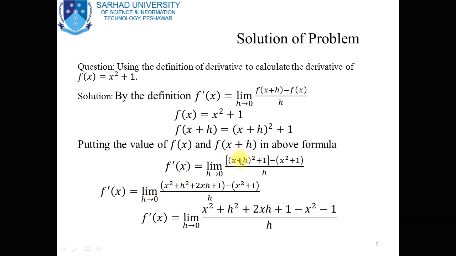So (x plus h) whole square means x square plus h square plus 2xh, and this plus 1 as it is, and minus (x square plus 1). Now x square plus h square plus 2xh plus 1 minus x square minus 1. Now minus x square and plus x square cancel, and plus 1 minus 1 cancel, we obtain h square plus 2xh divided by h. In these two terms, h is common.